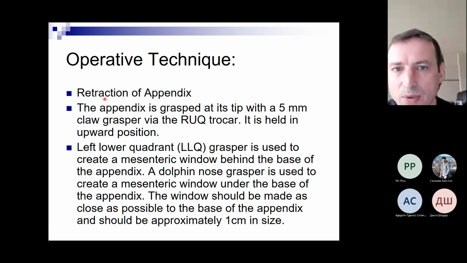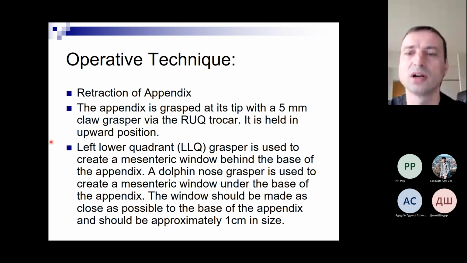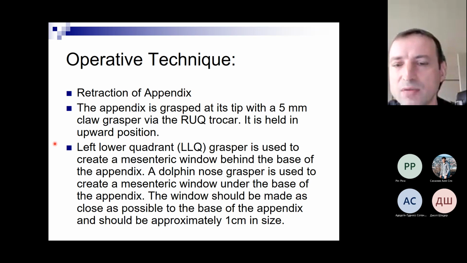Then retraction of the appendix. The appendix is grasped at its tip with a 5 mm grasper via the right upper quadrant trocar. It is held in an upward position. The left lower quadrant grasper, a dolphin nose grasper, is used to create a mesenteric window behind the base of the appendix.